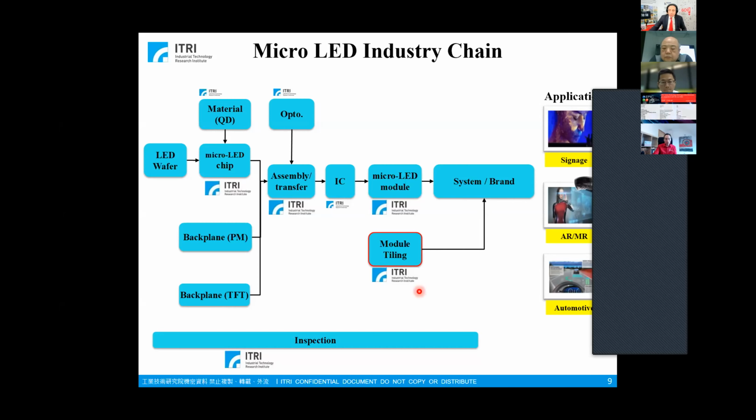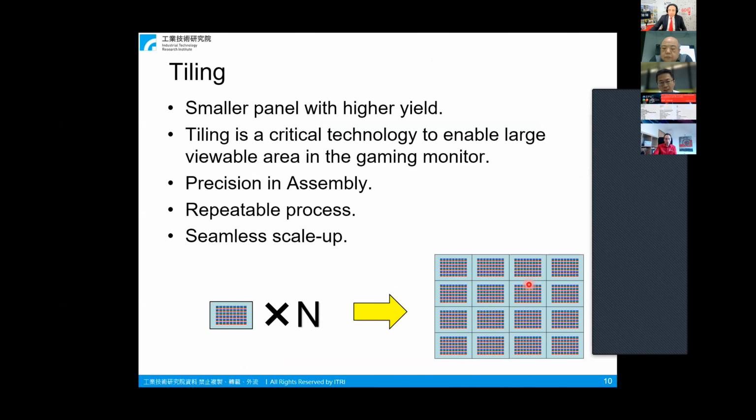Tiling in general is a technique to piece everything together to get a larger display. It is beneficial because a smaller panel usually can be manufactured with a higher yield. But several aspects need to be addressed. First is the precision in assembly. Second is the repeatable process. And the third is that we need to achieve a seamless split between neighboring pieces.